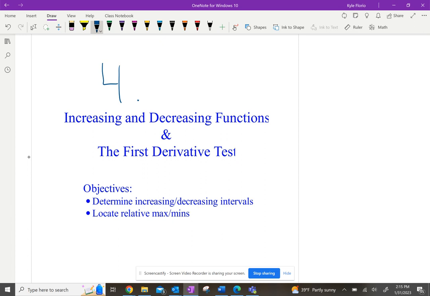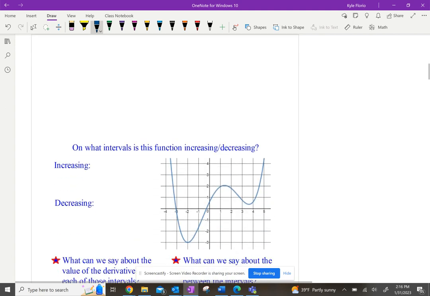We are going to take notes on section 4.3 now, increasing and decreasing functions, as well as the first derivative test. So in this video, we're going to hopefully be able to determine when a function is increasing or decreasing. Visually, I'm not worried about it, but without a graph, can we determine if a function is increasing or decreasing by looking at the equation, and locate the relative extrema, the maxes and mins? Last class we did absolute extrema. Now we're looking at relative extrema, so just the hills and mountains, not necessarily the endpoints.